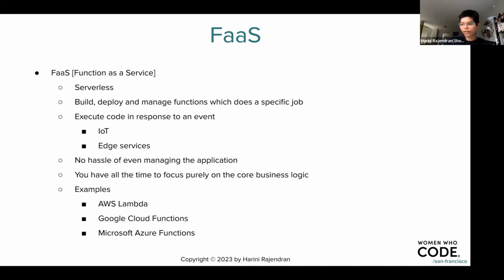And yeah, as a user, you don't have to even worry about managing any sort of application. You can purely focus on the core business logic of the function, and you can just quickly deploy it in minutes. So all the 3 top cloud providers, AWS, Google, and Microsoft, all of them have an equivalent of this function as a service. In AWS, it's called AWS Lambda. Google calls it Google Cloud Functions. And Microsoft, they call it Microsoft Azure Functions.